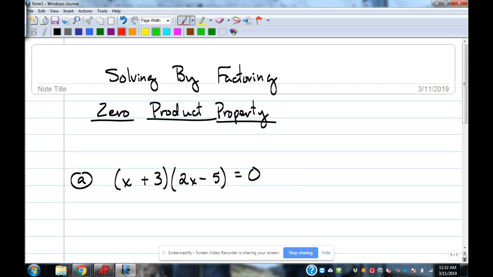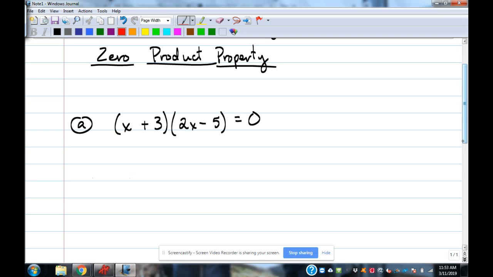What you do is you take each factor, x plus 3, and set it equal to 0. And then you take 2x minus 5 and set it equal to 0. And you end up with two easy equations to solve. All you've got to do is get x by itself in each of them. How do I get x by itself in x plus 3? Subtract the 3. x is equal to negative 3. That's one of our answers.